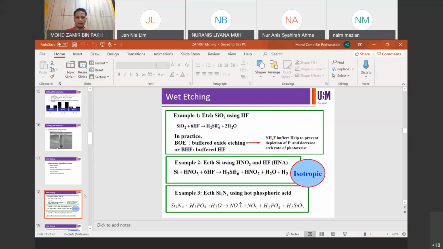So that's wet etch. So in the example that I mentioned just now, oh, you cannot see the slide really? Okay, can you guys see the slide?